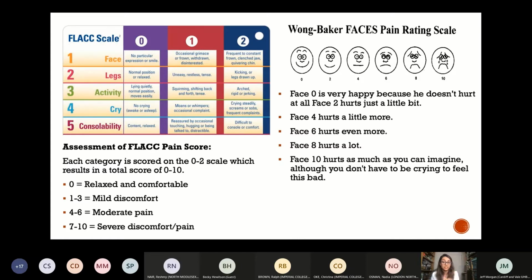And there's a lovely article on this on DFTB, which is Don't Forget the Bubbles. It's a lovely site for anything paediatric.